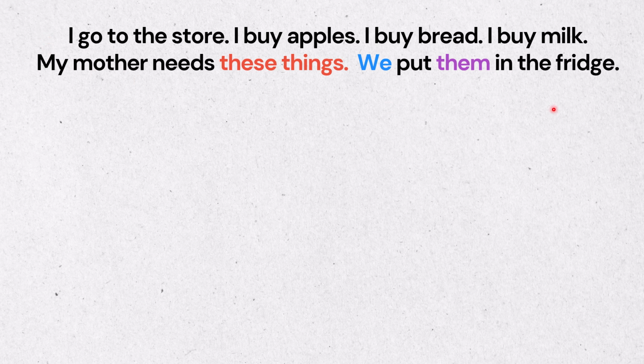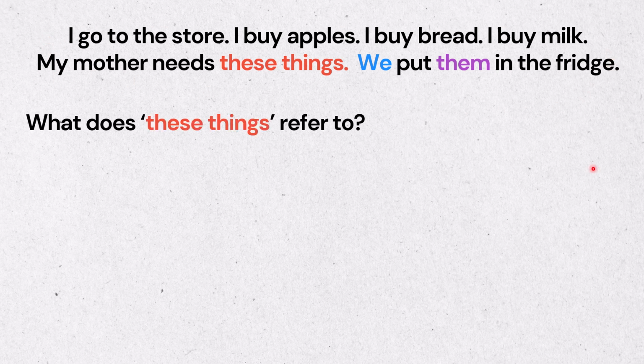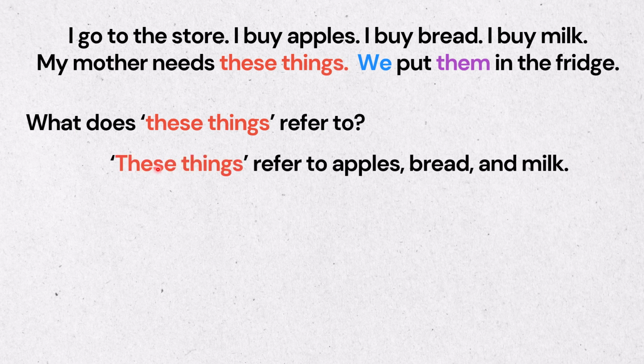This is another sentence. So let's jump to the question. What does these things refer to? My mother needs these things. What does these things refer to? These things refers to apples, bread, and milk.